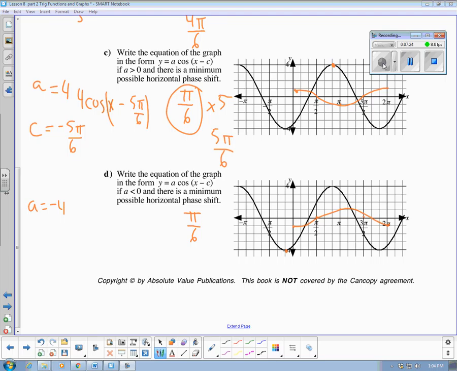I've shifted to the left, which already gives me an idea that my shift to the left is a positive value. And it's only 1 box over. What's 1 box worth? Pi over 6. That's awesome. This is a graph of y equals minus 4 times cosine of x minus pi over 6. Just take a note, it should be y equals minus 4 cosine of x plus pi over 6 because I shifted to the left.